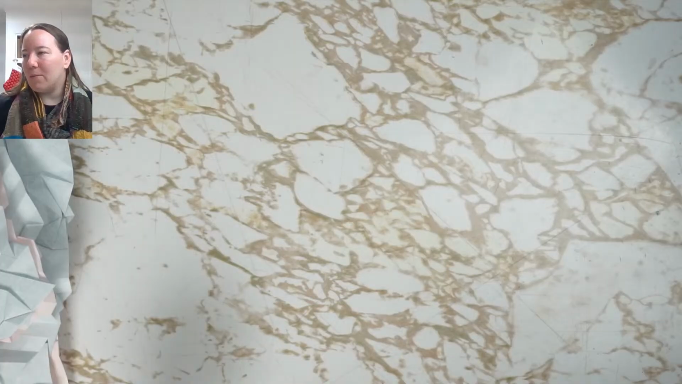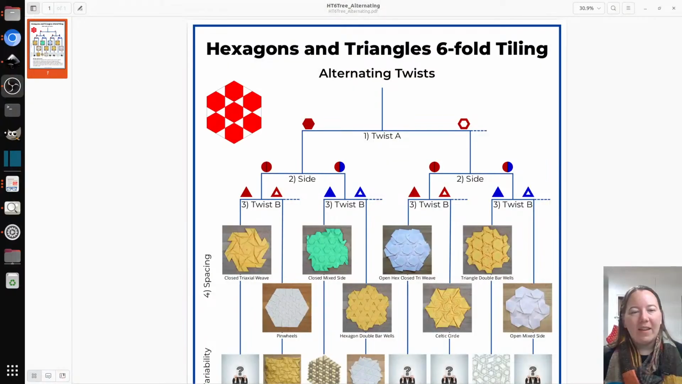And one of the ways that we are working with these patterns is taking a look at these decision trees.